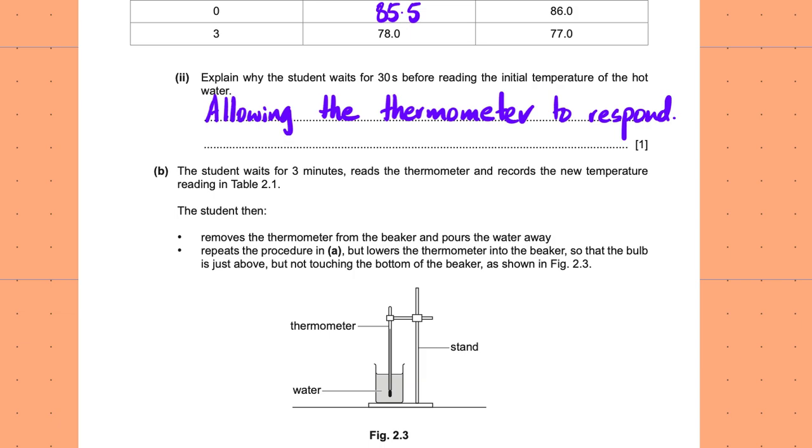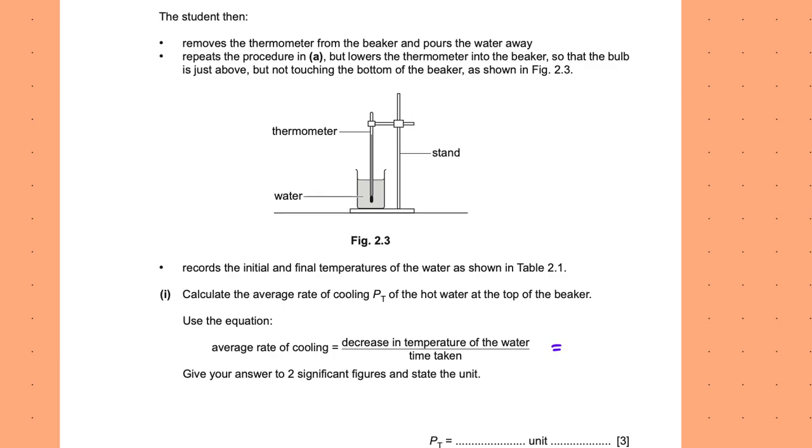This difference is 7.5 divided by the time. So we were doing this after 3 minutes. So divide by 3. So the unit will also be in degrees Celsius per minute, because that's degrees Celsius, this is minute, and this value turns out to be 2.5.